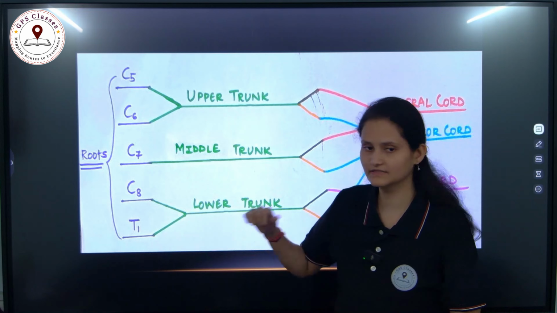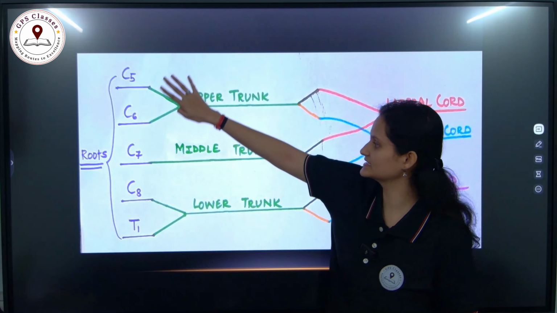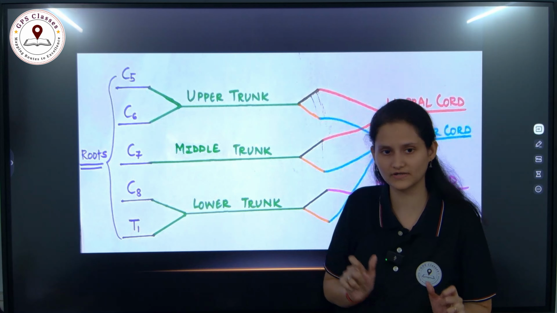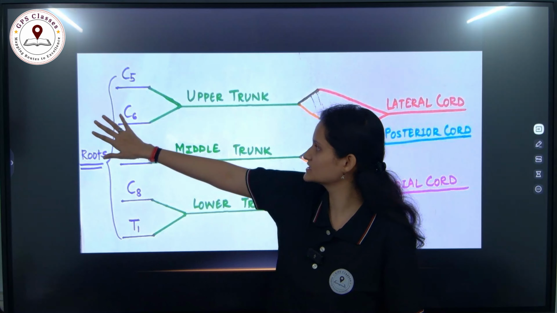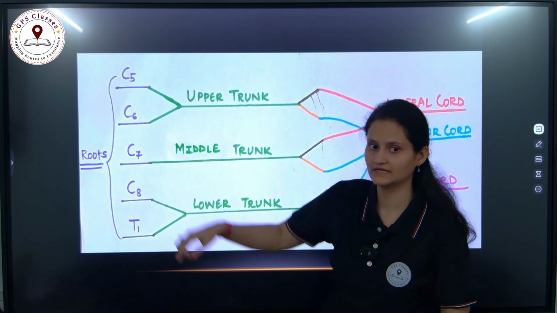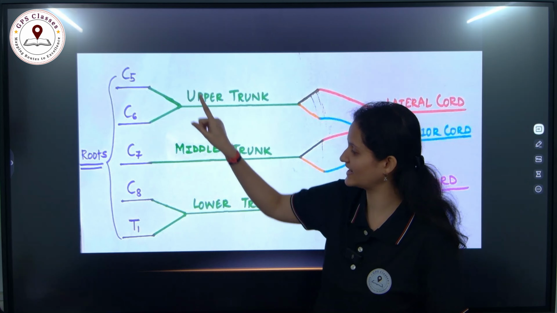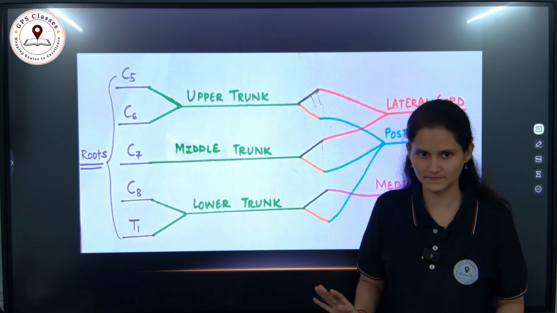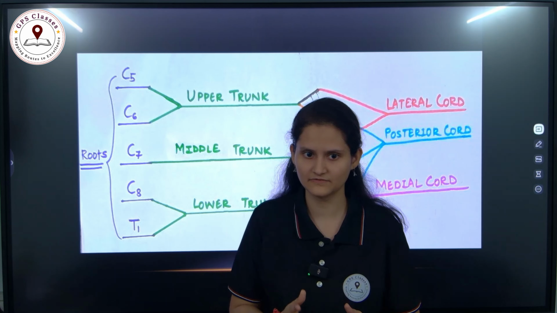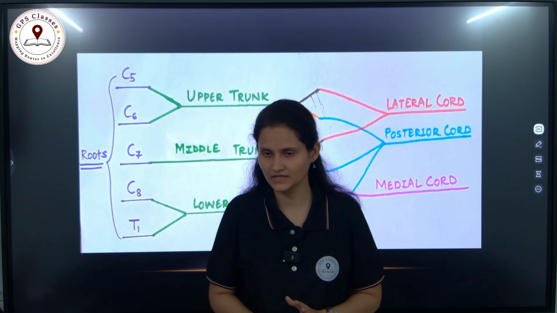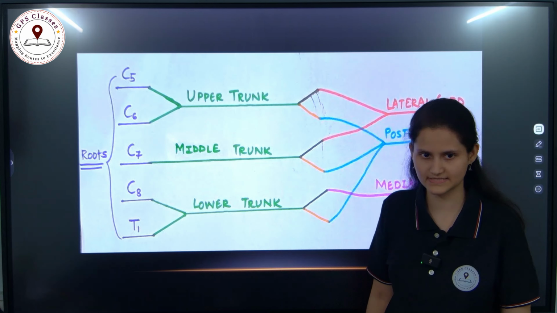As we have already seen, the roots are C5, C6, C7, C8 and T1, that is the last four cervical and the first thoracic. As per the definition, it is formed by the anterior, that is the ventral primary rami of C5 to T1 spinal nerves. These roots are present deep to the scalenus anterior muscle, which is one of the muscles present in the neck.